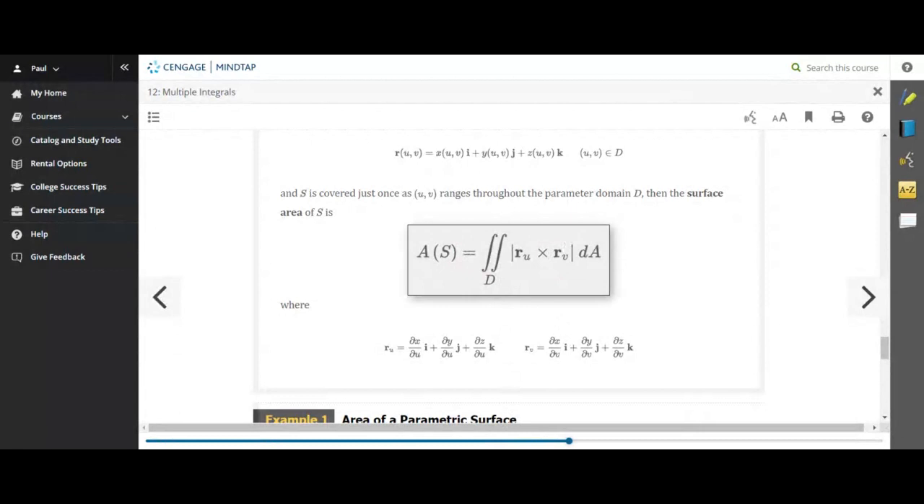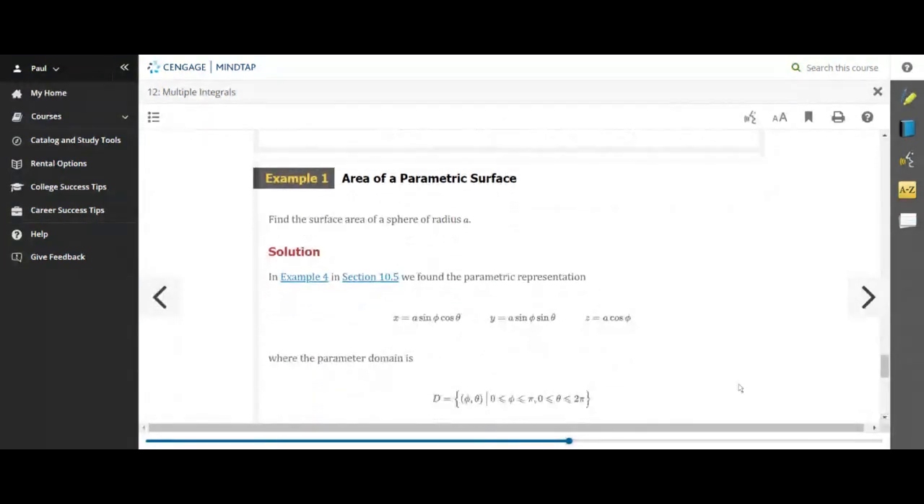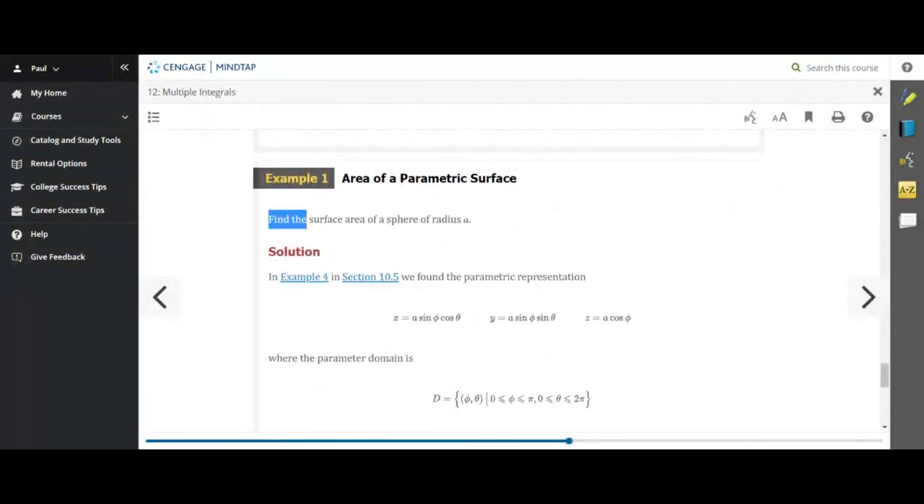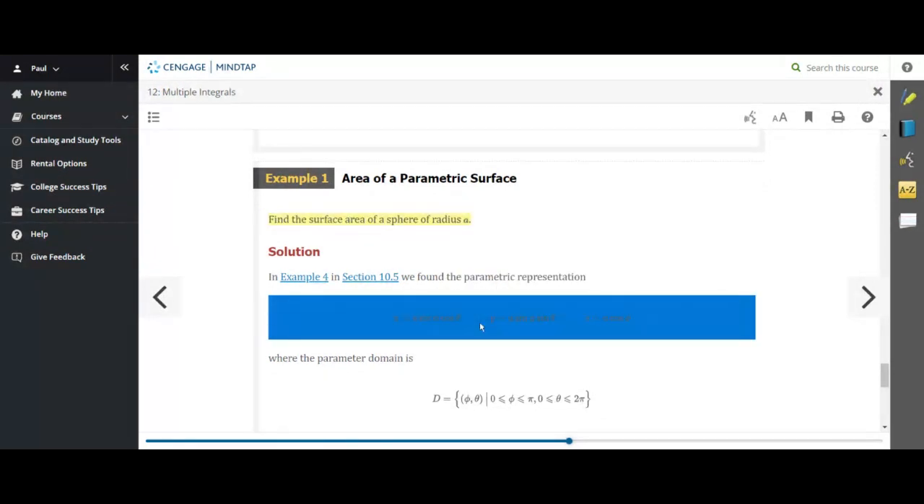And let's try out the formula. I'll show you one example here. What if you wanted to find the surface area of a sphere of radius A? Okay, let's apply this formula. Find the surface area of a sphere of radius A.